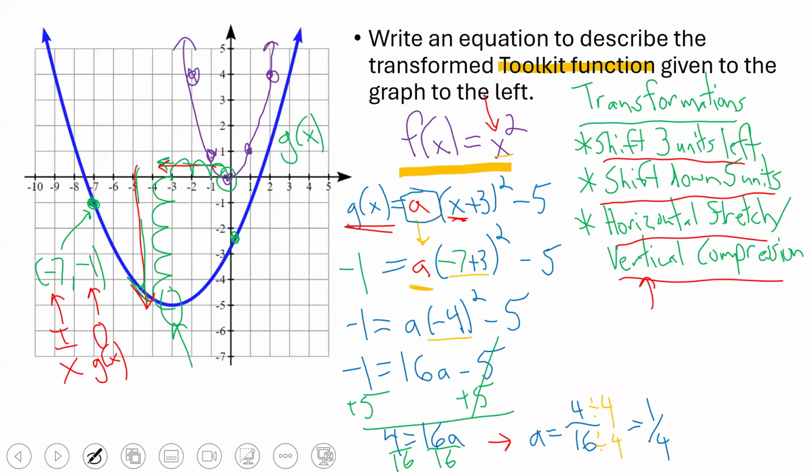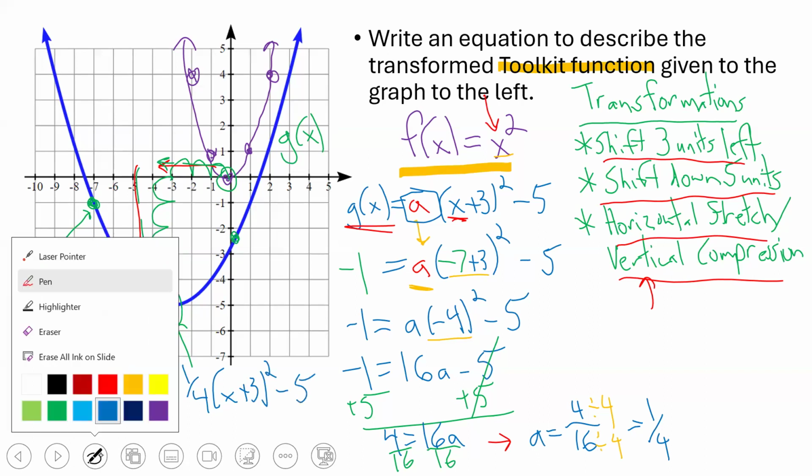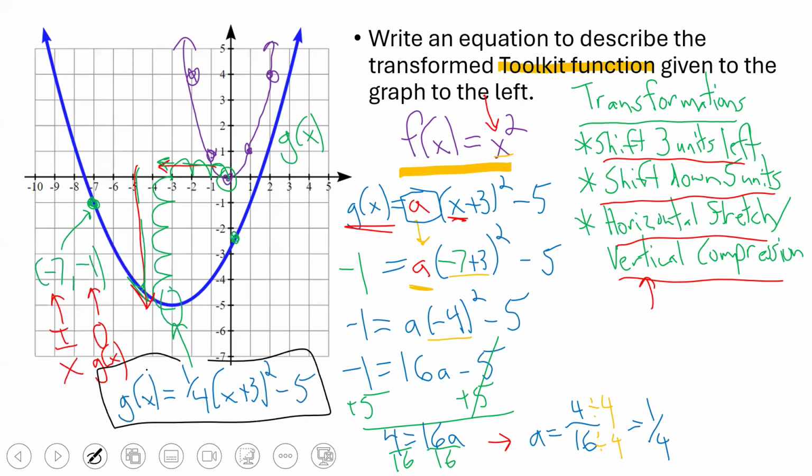We can go ahead and replace that in the equation up here. So what we see is that our equation of this transformed toolkit function will be g of x equals 1/4 times (x plus 3) squared minus 5. And that'll be our equation. And then of course we could check this answer by entering this equation into graphing software such as Desmos and seeing if the graph we get matches the one we were given.